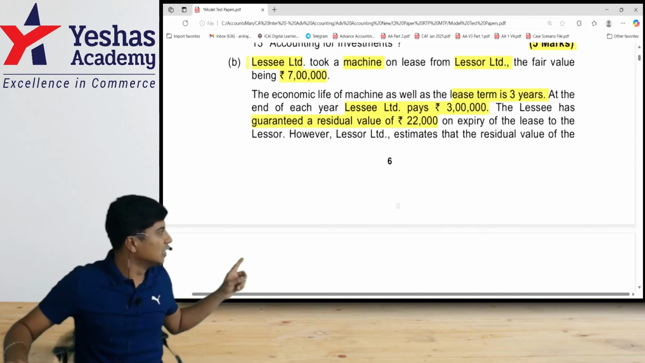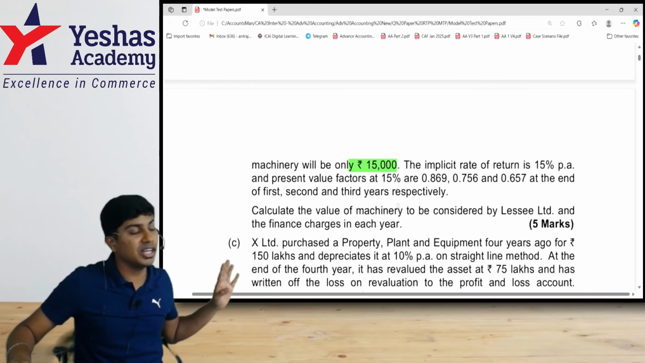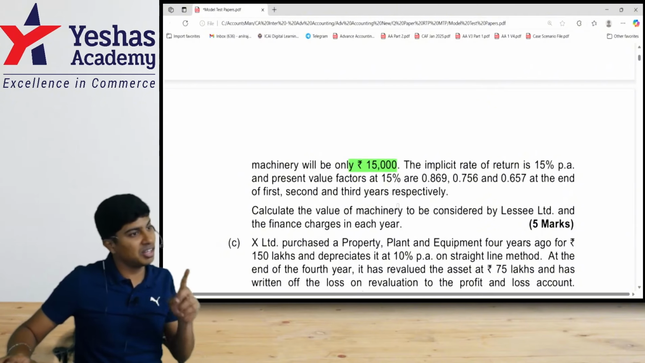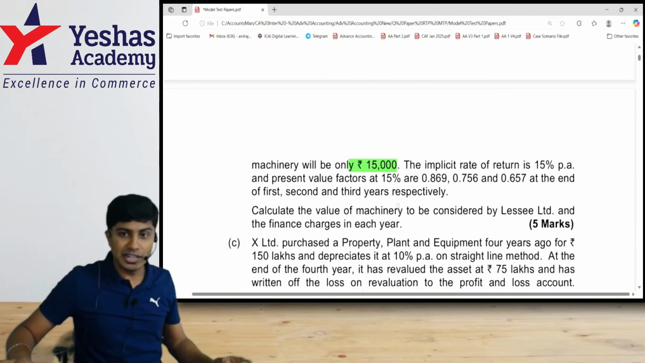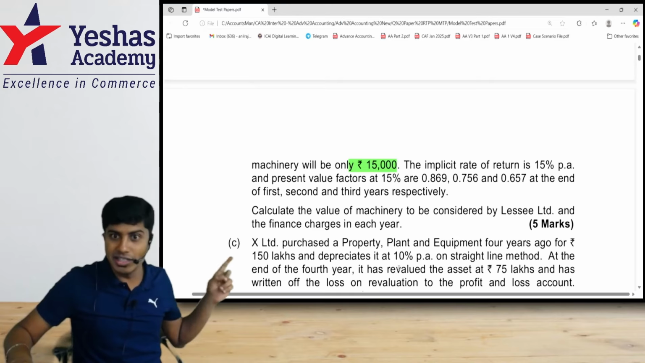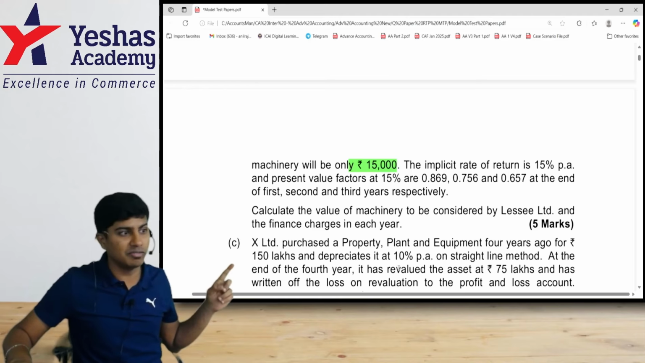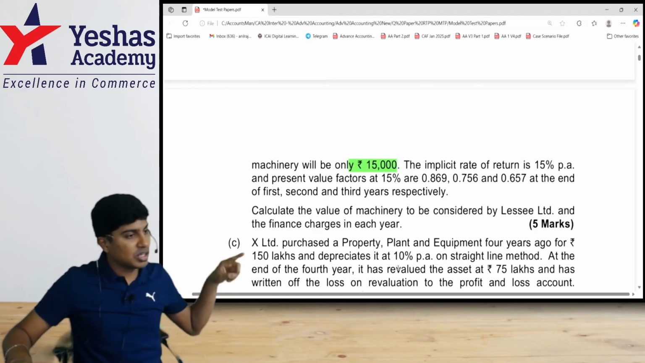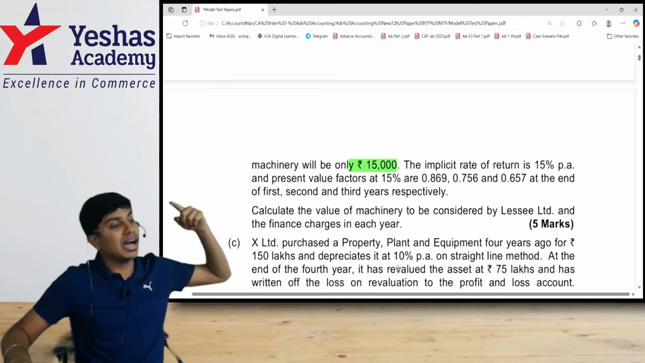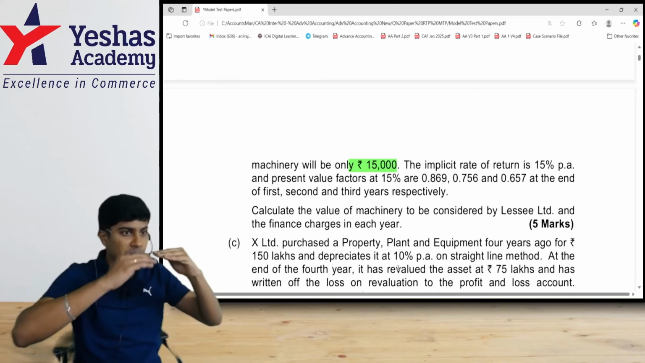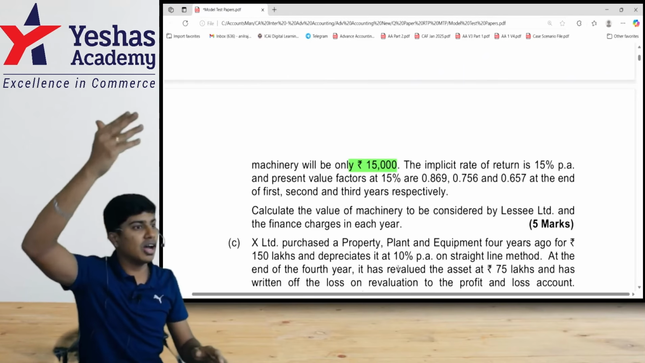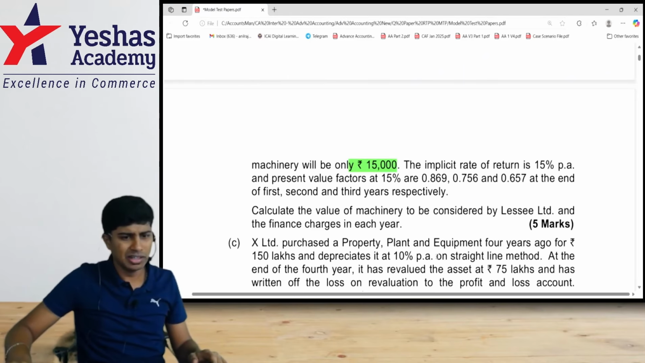I am happy. Ignore that 15. Don't write that 15 anywhere. If you write that 15 anywhere, your answer will go wrong. They're trying to make you go wrong. Intentionally, they placed that 15 there. Don't take that 15. Ignore it. What if that was 30? Then 8,000 would have been unguaranteed residual value. That would have been added to MLP to find gross investment, but that's not needed here.